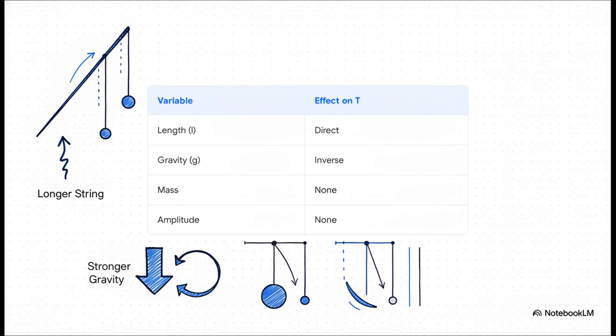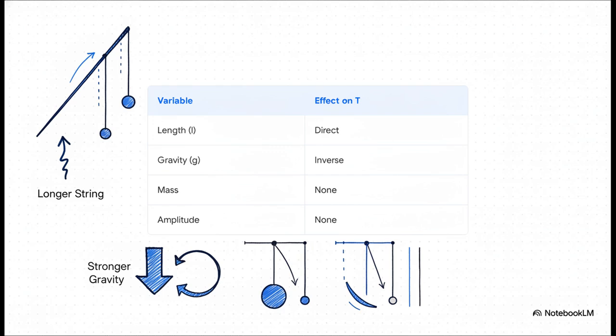Okay, let's do a little physics myth-busting and look at what actually impacts the swing. Based on that formula, the length of the string has a direct effect. If you make the string longer, the time period increases. Gravity, on the other hand, has an inverse effect. In stronger gravity, the time period decreases because the bob gets pulled back down faster.